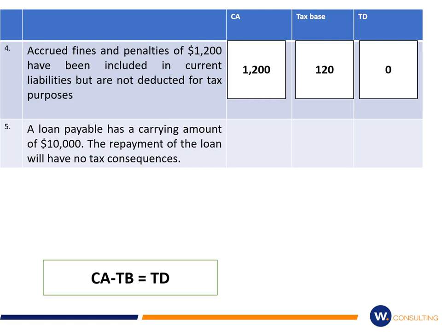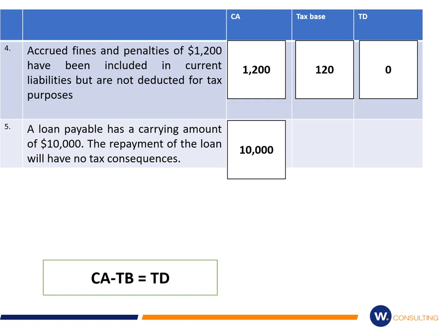It is the carrying amount less the amount that will be deductible for tax purposes in future. We know that nothing will be deductible because we are saying they are not deductible for tax purposes. So our tax base is going to be 1,200. We end up with a temporary difference of 0. Now, a loan payable has a carrying amount of 10,000 US dollars. The repayment of the loan will have no tax consequences.